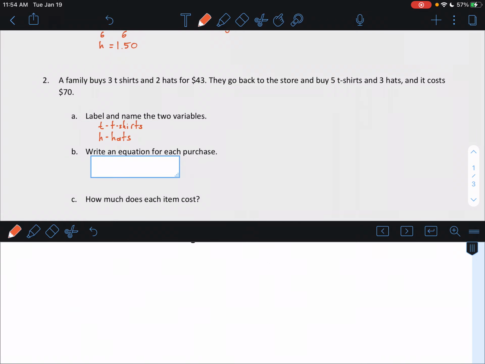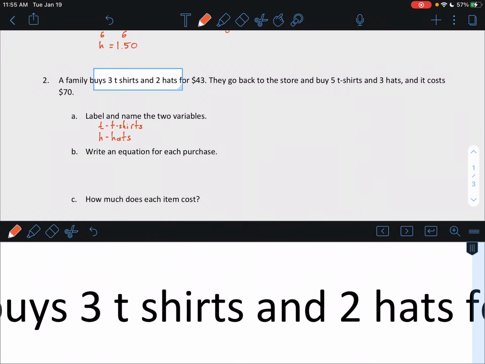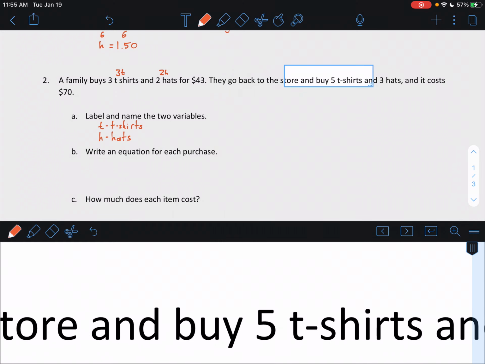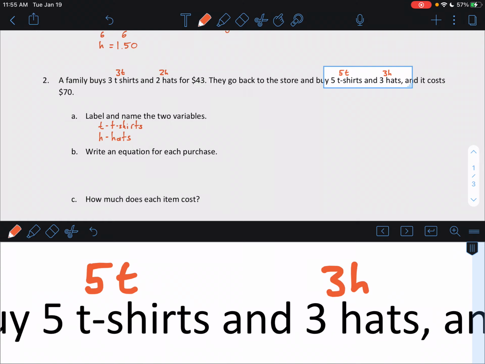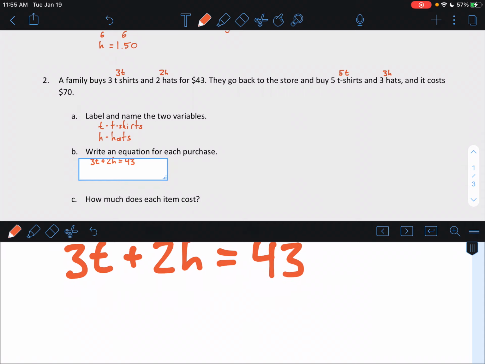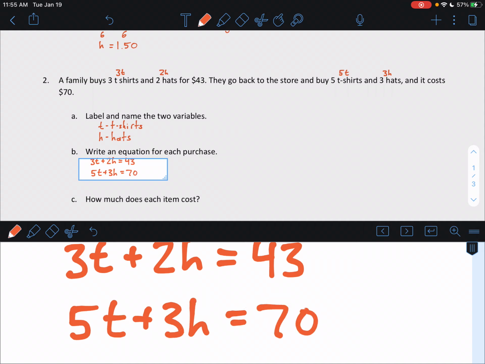So I want to write an equation for each purchase. So let's see, the first trip they bought 3 t-shirts and 2 hats for $43. The second time they bought 5 t-shirts and 3 hats for $70. So I'll say 3t plus 2h equals 43, and 5t plus 3h equals 70.